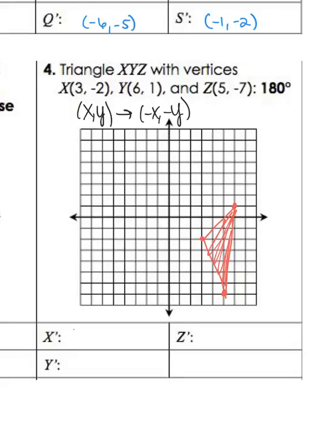And now I'm going to get my new points. So this is going to be (-3, 2). Remember, this means opposite, not necessarily negative. Y is (-6, -1), and Z is (-5, 7). So (-3, 2), (-5, 7), and (-6, -1). So as long as you know where it's going, or what points to change it to, it's easy. And that's it.